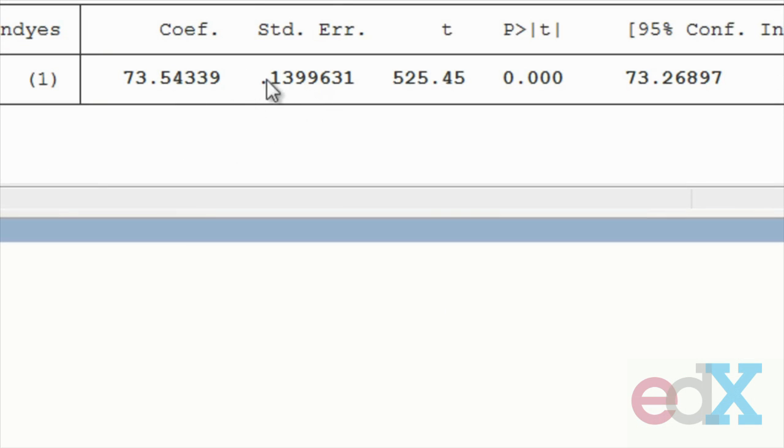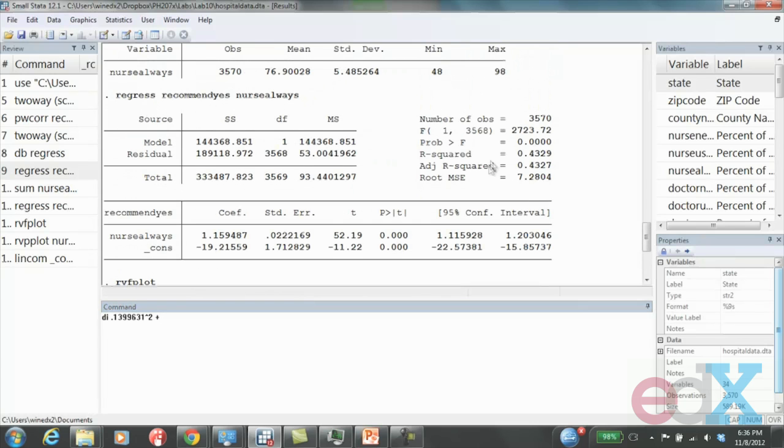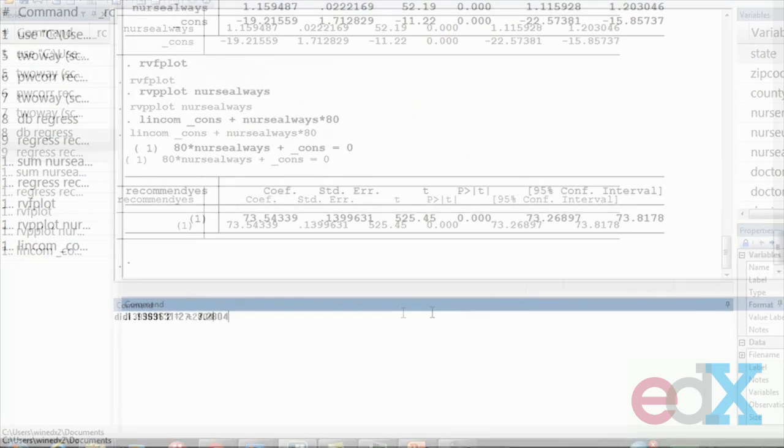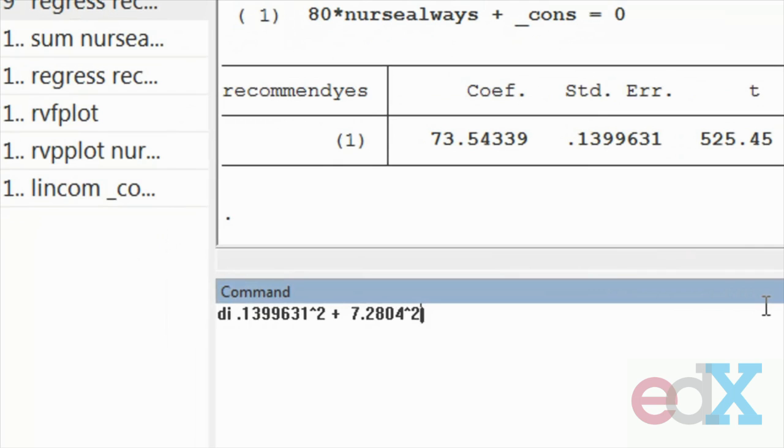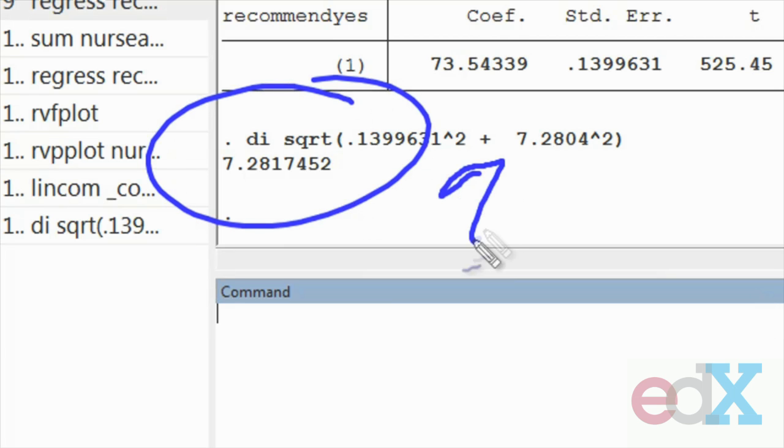So to do this in Stata, I can take the standard error of the mean, which is shown in that lincom command, square that, go back and find my root mean squared error, 7.2804, square that. That would give me an estimate of the variance. To get the standard error, I would take the square root. And I find that the standard error of my new prediction is 7.28.